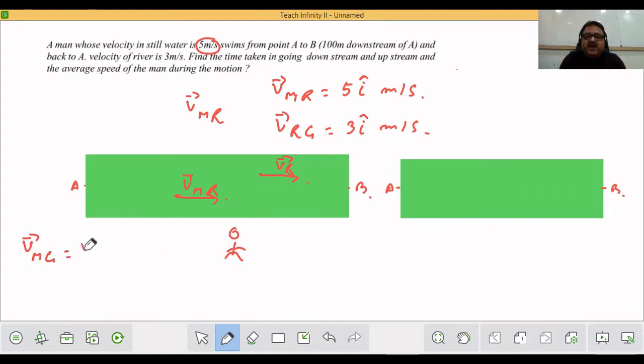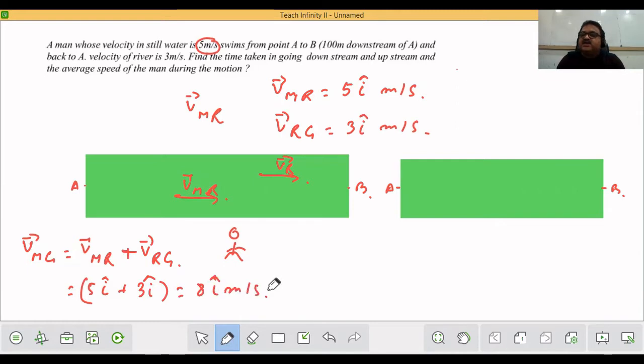Velocity of the man with respect to the river, plus, look at this, velocity of the river with respect to the ground. What is the velocity of the man with respect to the river? It is given 5 i cap, plus it is given 3 i cap. That means it is equal to 8 i cap meter per second.